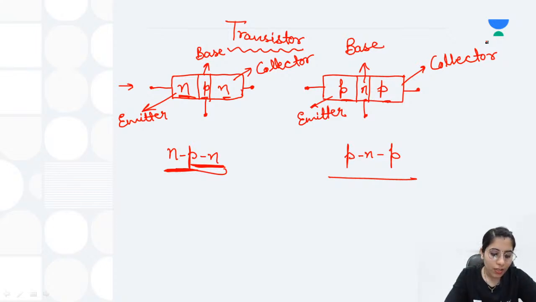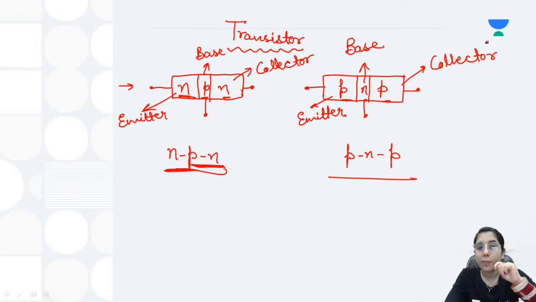So now the next thing, guys, you can consider the emitter. Section wise we will do the discussion. It will be emitting, or sending or transferring, you can say anything, you have lots of words for that, the majority charge carriers from the emitter to the base. So it will send the majority charge carriers present in the emitter towards the base.